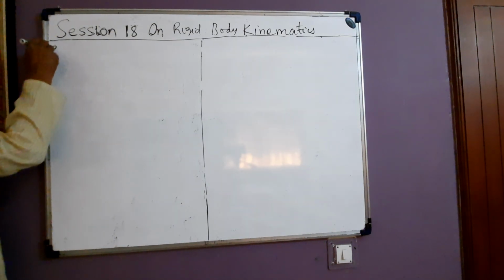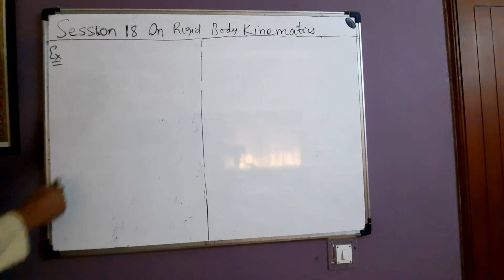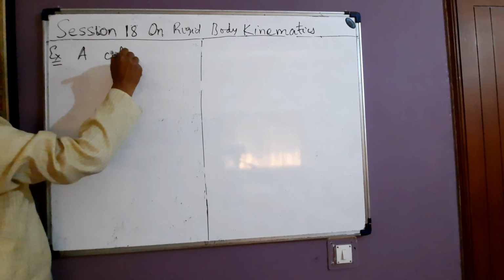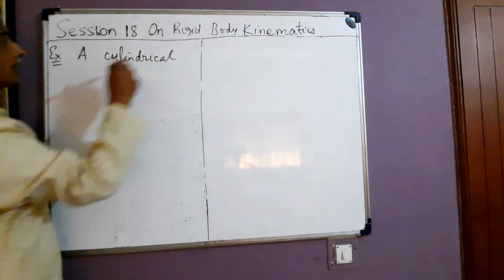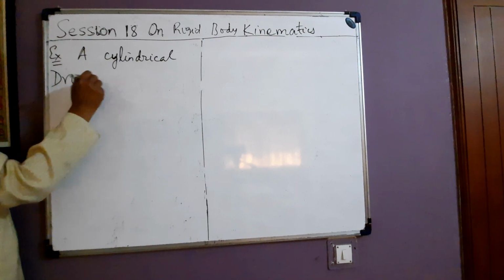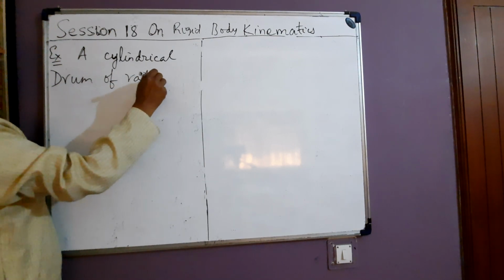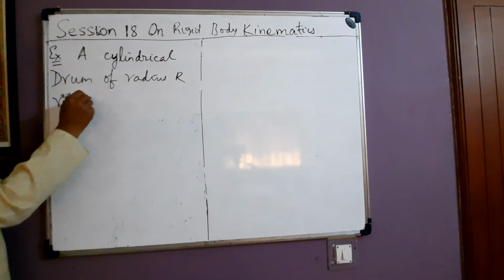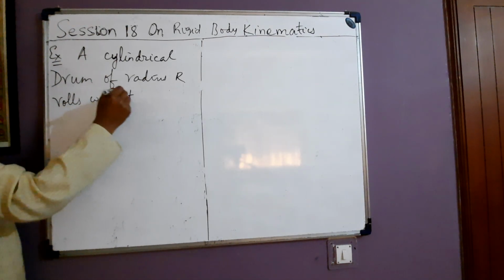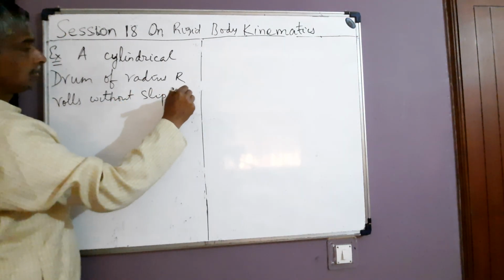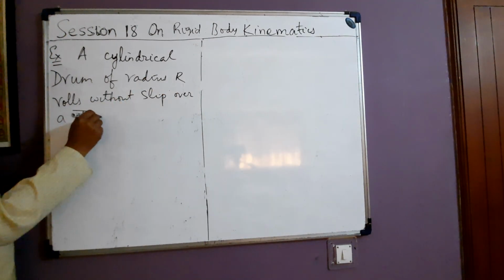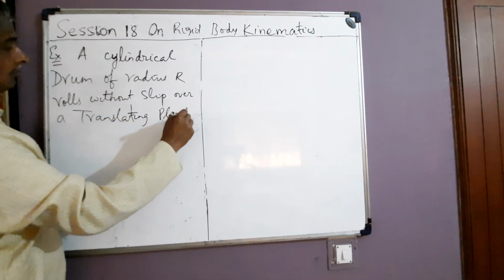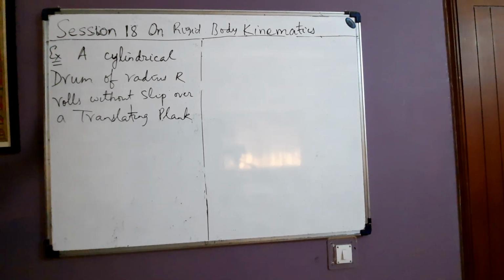Write down the question. A cylindrical drum of radius r rolls without slip over a plank.